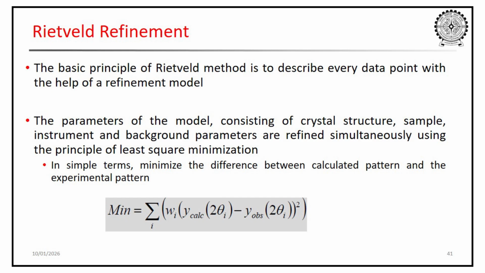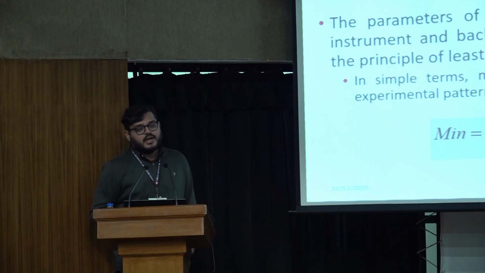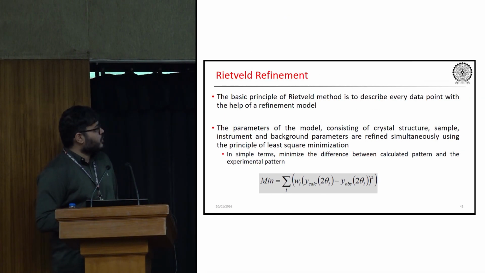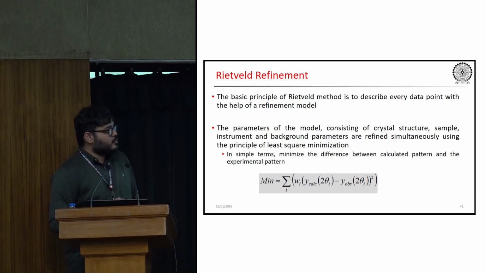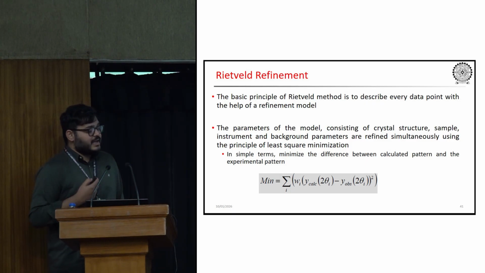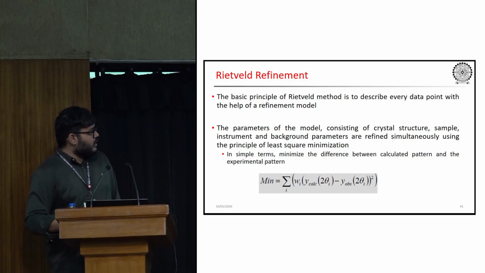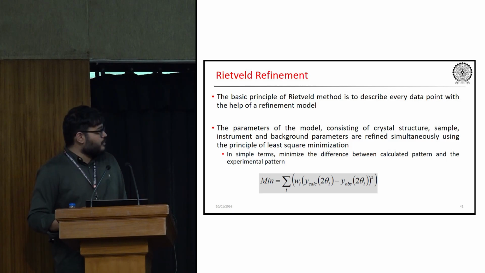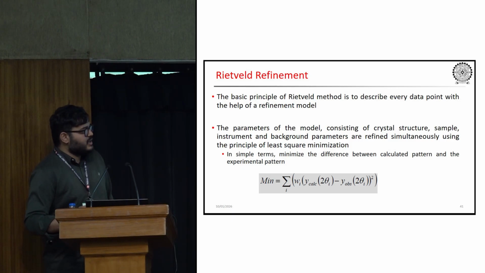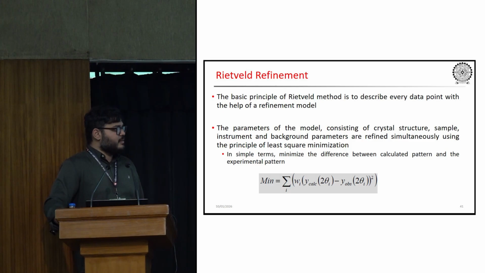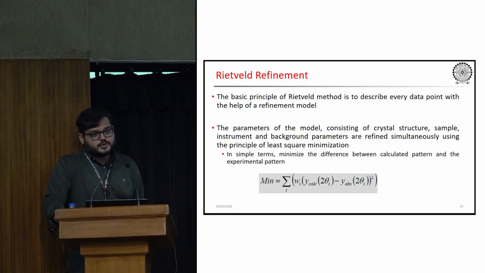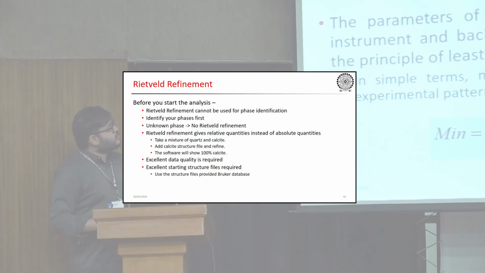So how do we do the Rietveld refinement? The basic principle of the Rietveld refinement is that every data point in the diffractogram should be fitted using a refinement model. So the parameters of the model, which could be the crystal structure, the sample, the instrument, and the background parameters, are going to be simultaneously refined using the principles of least square minimization. To put it in very simple terms, what we do is we minimize the difference between the calculated pattern and the experimental pattern. And once you minimize it, that is the principle of the Rietveld refinement.